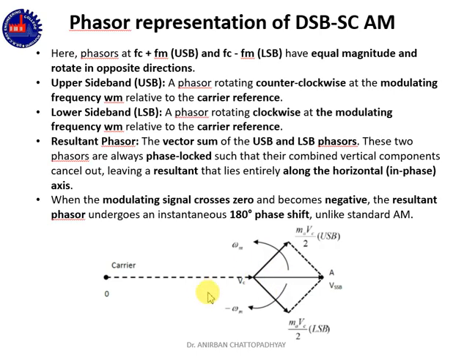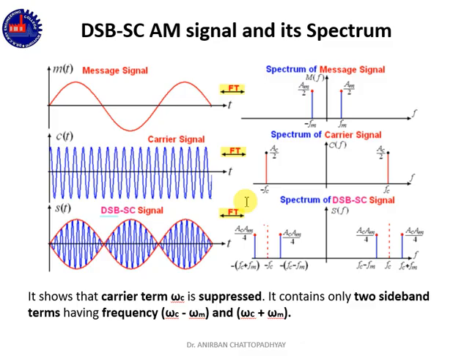Okay, so this is the upper sideband and lower sideband, and the resulting phasor will be the summation of the two vectors. The vertical components cancel out, leaving the resultant along the carrier axis. So this is the resultant output, which lies along the horizontal axis. Now remember, the modulating signal crosses zero in the time domain signal.